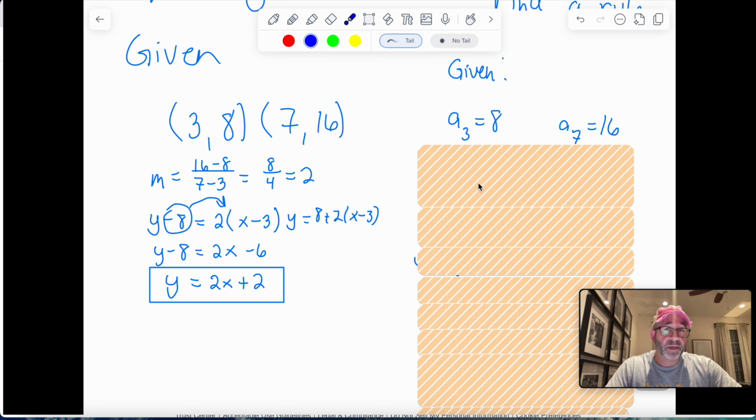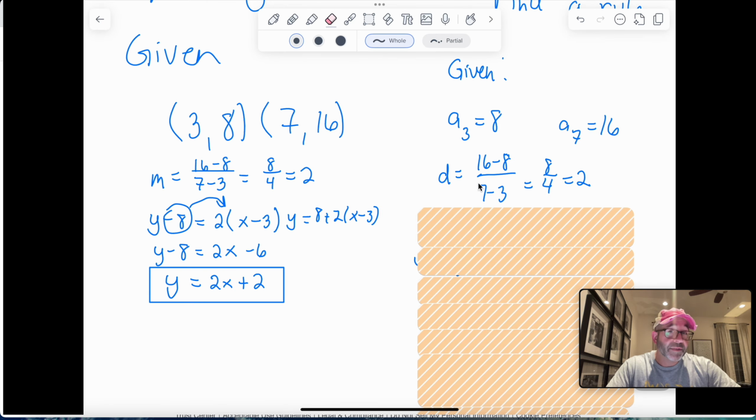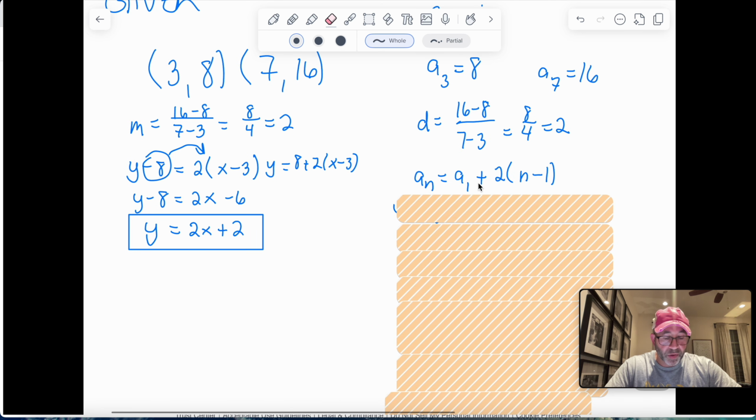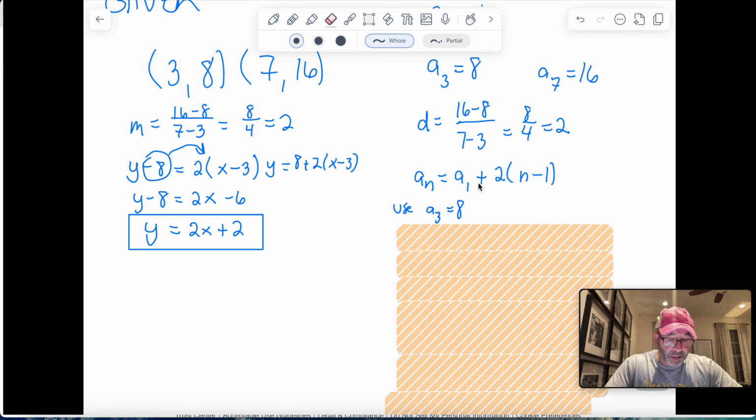So how do I go ahead and solve for this? Same way you would always do it. You would go through the normal steps, find the slope between these. The common difference, though, is what we would call it. Same thing as slope, right? Then you would pick a point. So if I pick a point, we know the formula is a_n equals a_1 plus d times n minus 1. So if I go ahead and substitute in that coordinate, that (3, 8), here's what my formula would look like. Looks pretty similar, doesn't it?